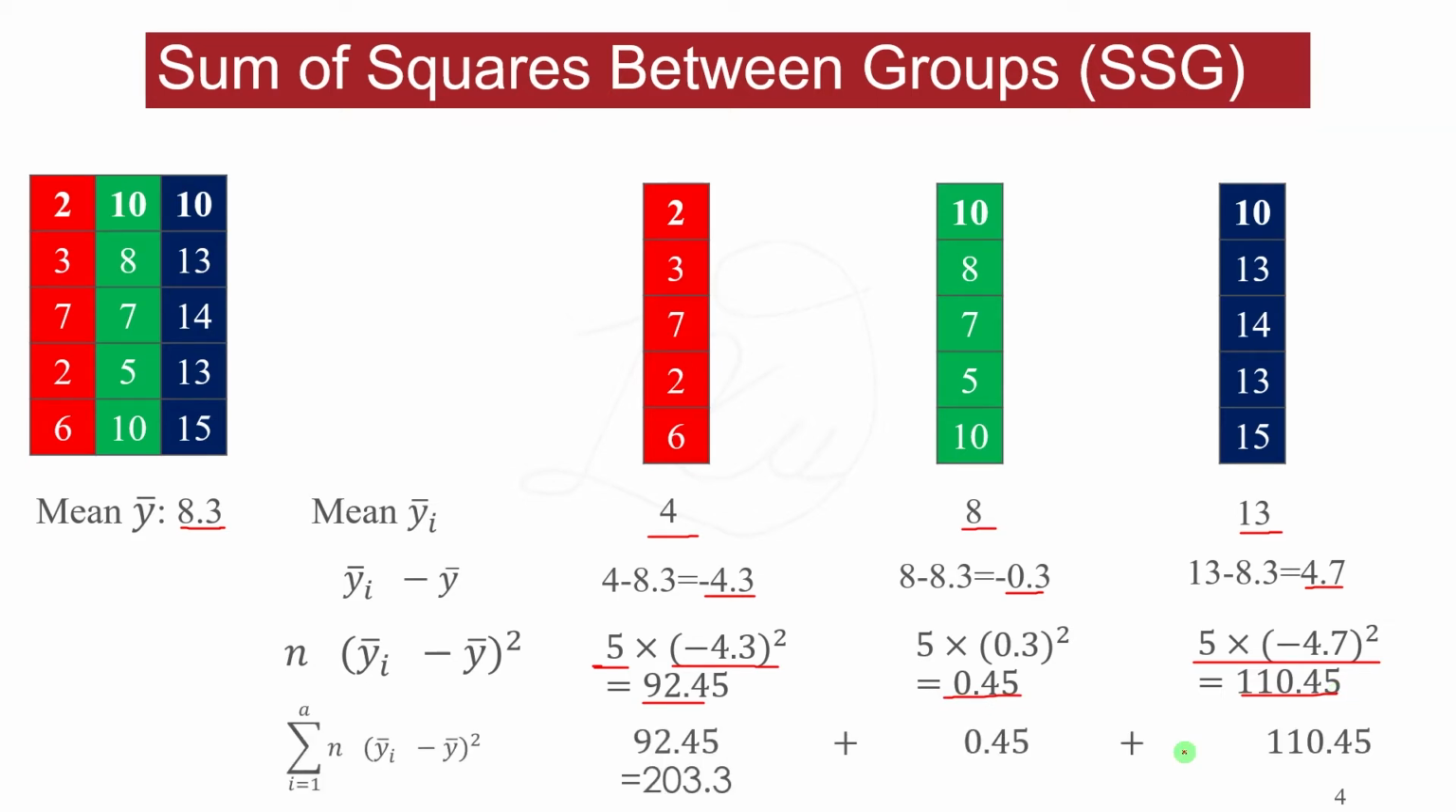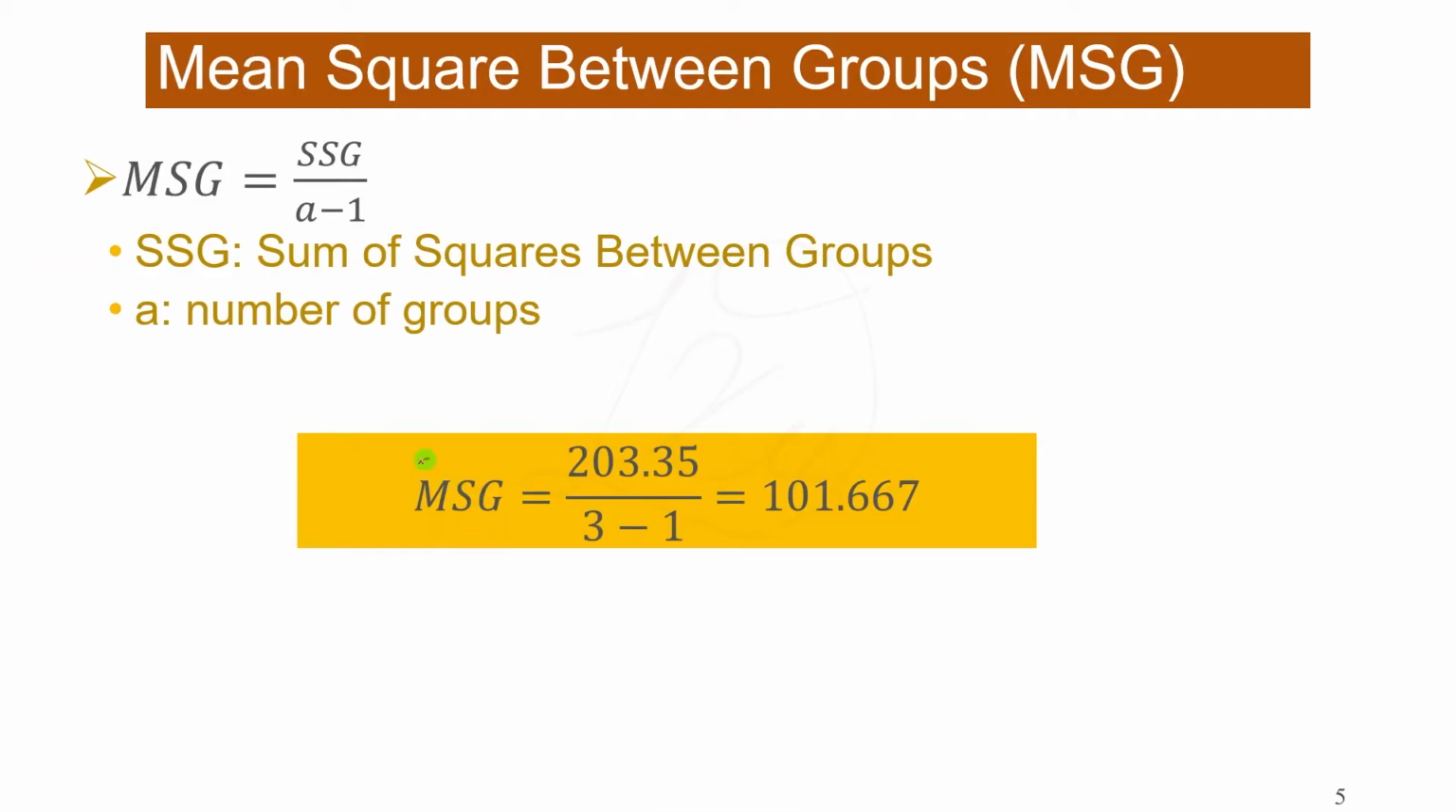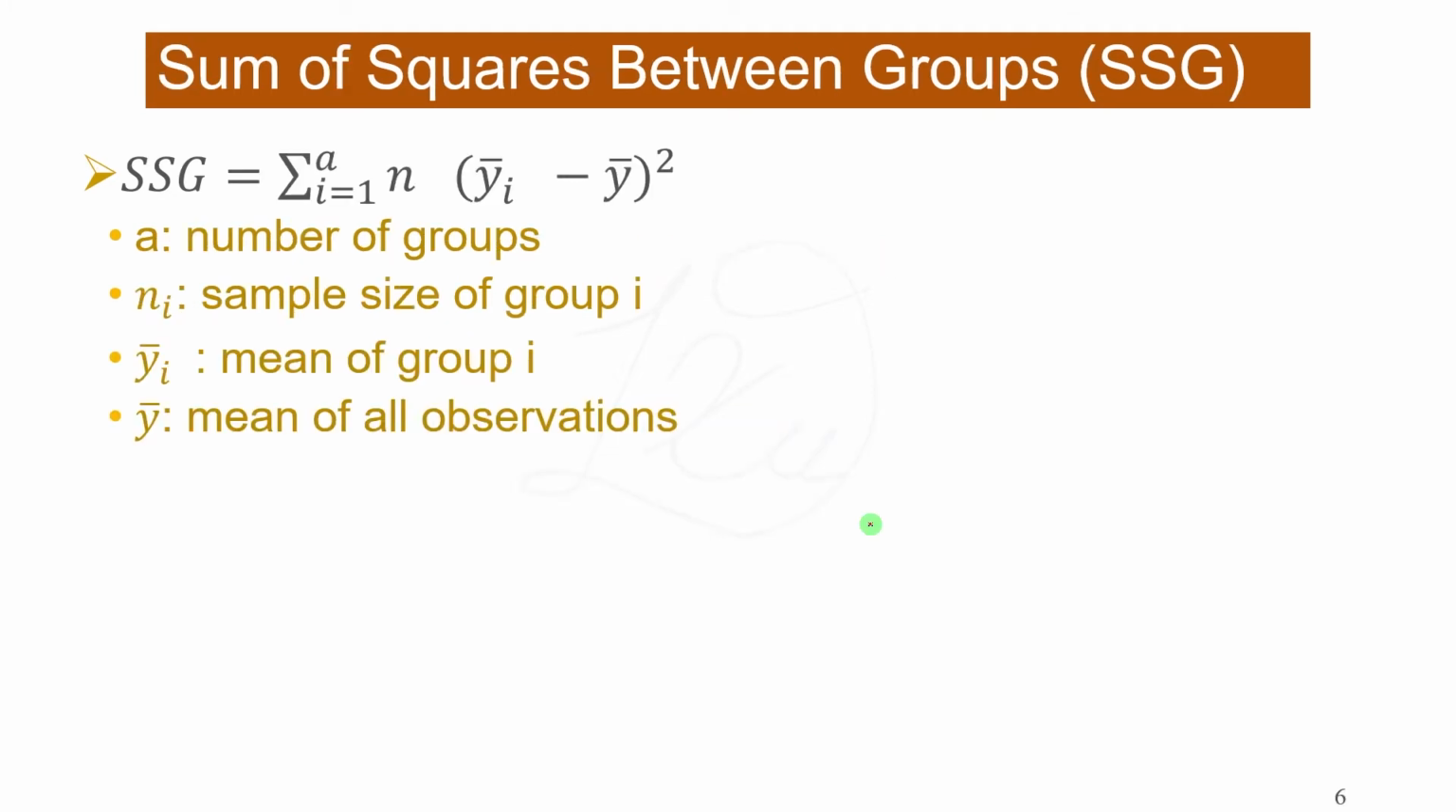Lastly, we sum the results to get the sum of squares between groups. So this number plus this number plus this number, and the final result is 203.3. Therefore, the mean squares between groups is 203.3 divided by 2 equals 101.667. The above calculation can be expressed as mathematical notation shown here.